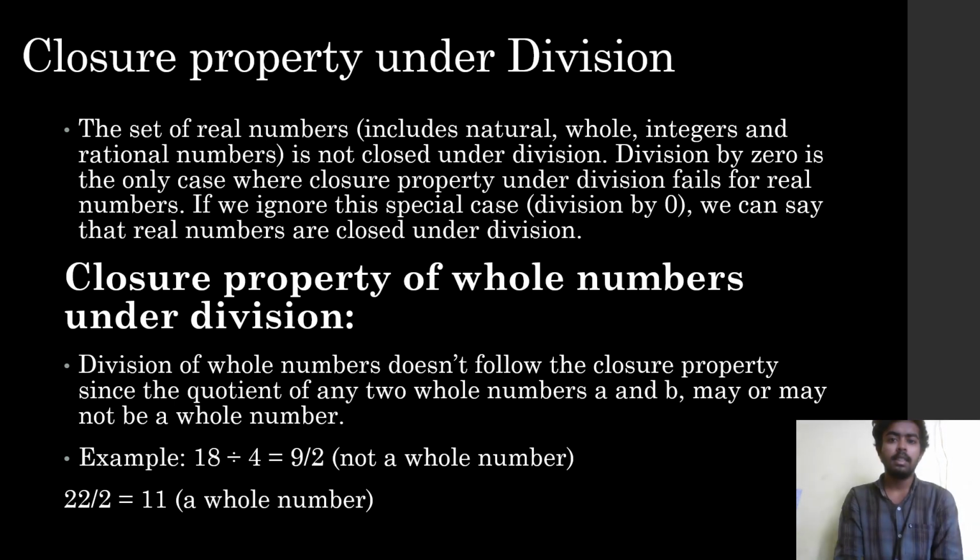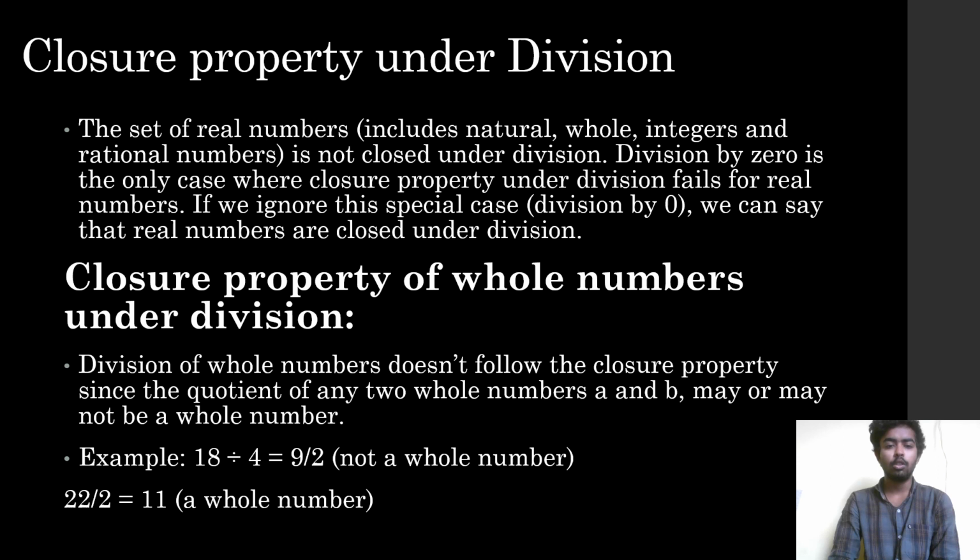Closure property under division. The set of real numbers, which includes natural, whole, integers, and rational numbers, is not closed under division. Division by zero is the only case where closure property under division fails for real numbers. If we ignore this special case, division by zero, we can say that real numbers are closed under division.